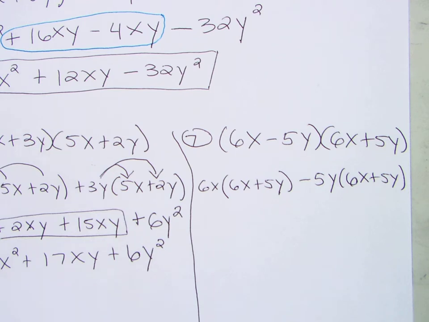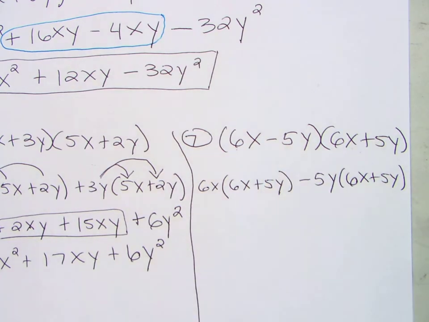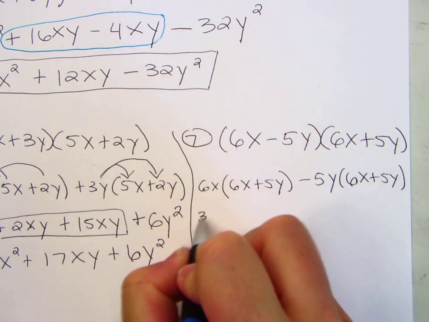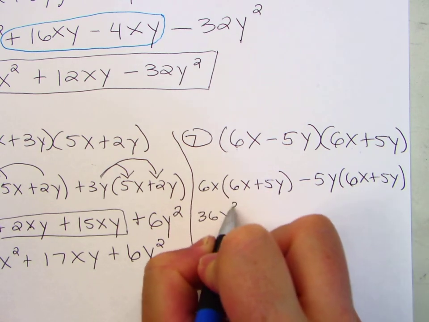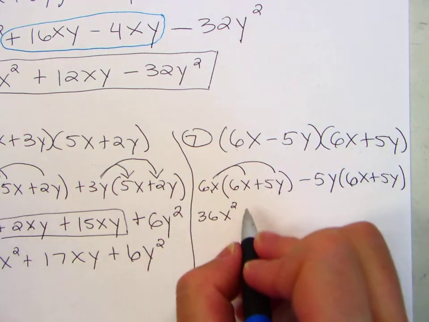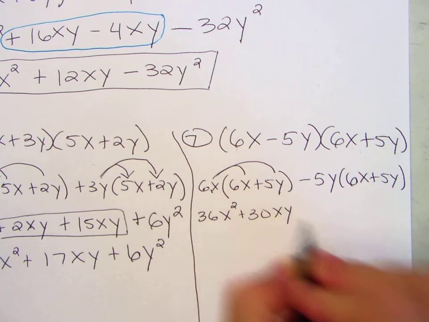Okay, so 6x. So 6x times this, negative 5y times that. Distribute. 6 times 6 is 36. X times x is x squared. 6 times 5 is 30. X times y is xy.